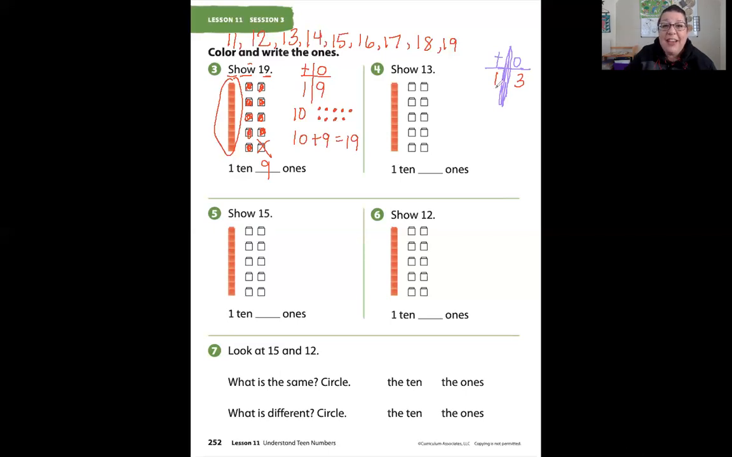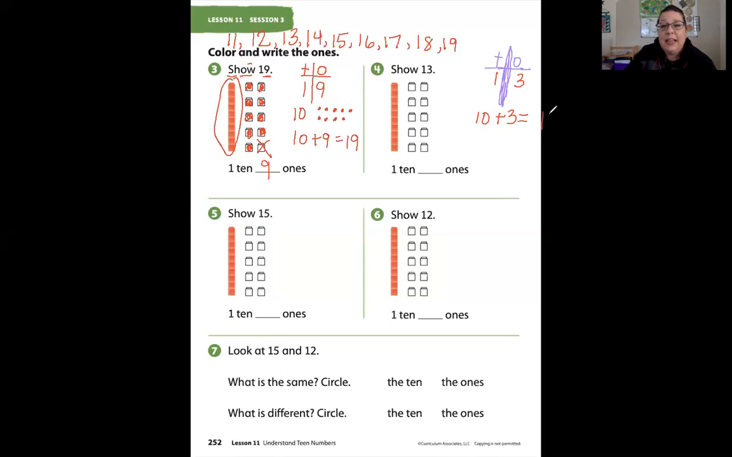What is that value? That value is 10. And what is the value of the ones place? The value of the ones place is 3. So we have 10 plus 3, which is expanded form. Now we're going to write it in standard form.